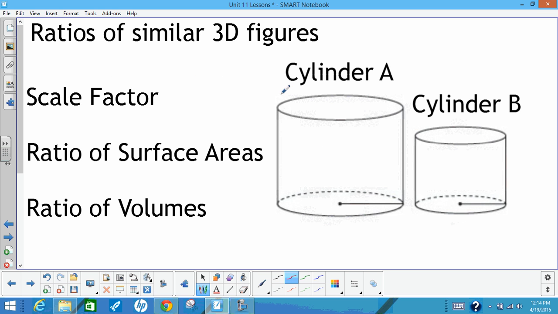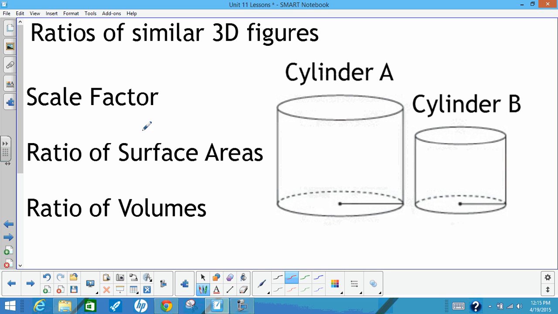So if we have two figures that are similar, obviously they're going to be the same type of figure. So here we have two cylinders that are similar, cylinder A and cylinder B. One's bigger, one's smaller. So they're not congruent because they're not the exact same size. But all of their dimensions will have the same scale factor. And in fact, we'll be able to find a ratio of their surface areas and a ratio of their volumes if we know their scale factor.